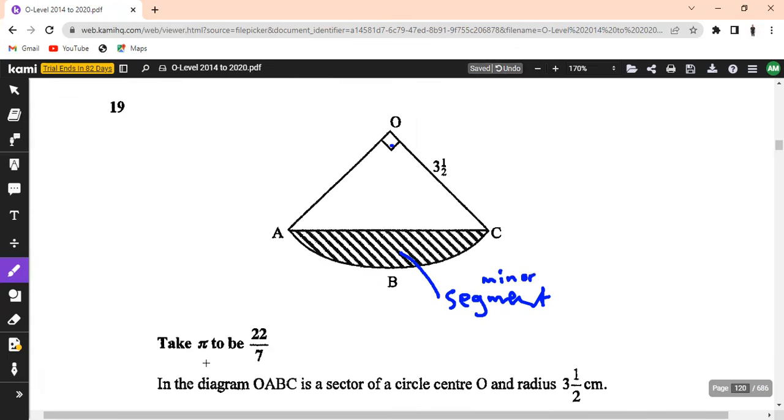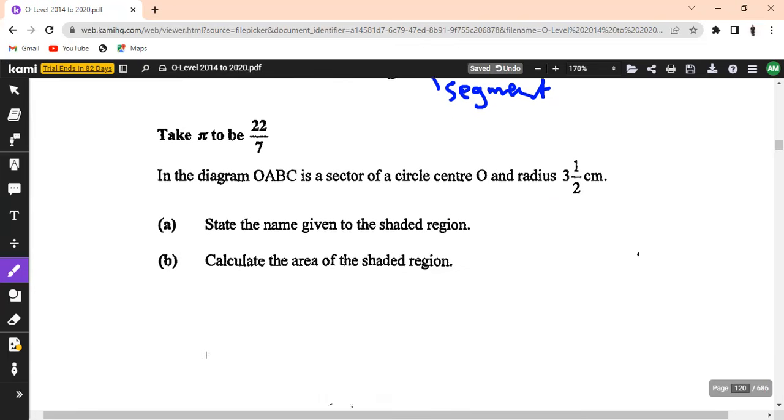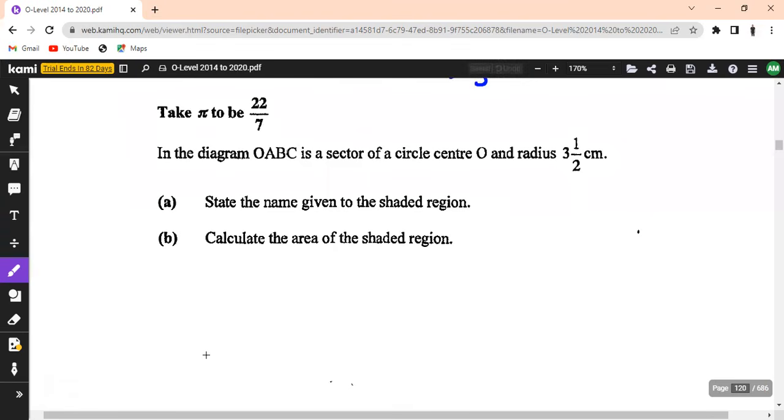That's a minor segment, so it's actually a segment. All right, so that is the shaded region. Okay, it's from a sector. All right, then part B is to calculate the area of the shaded region. That is B, calculate the area of the shaded region.